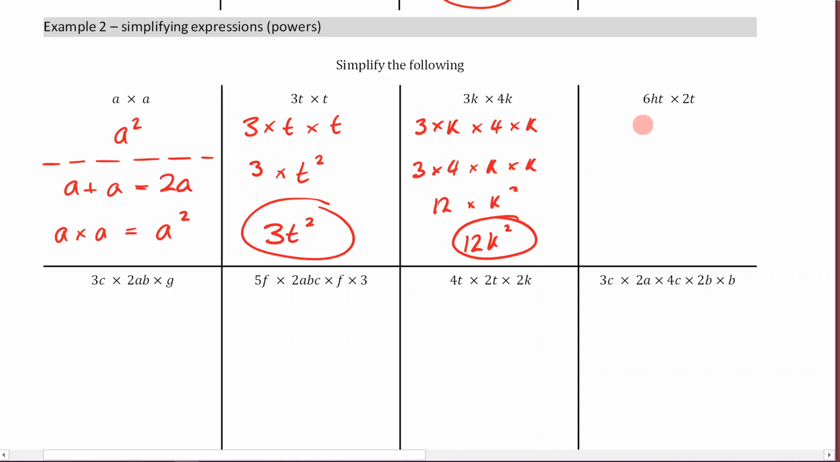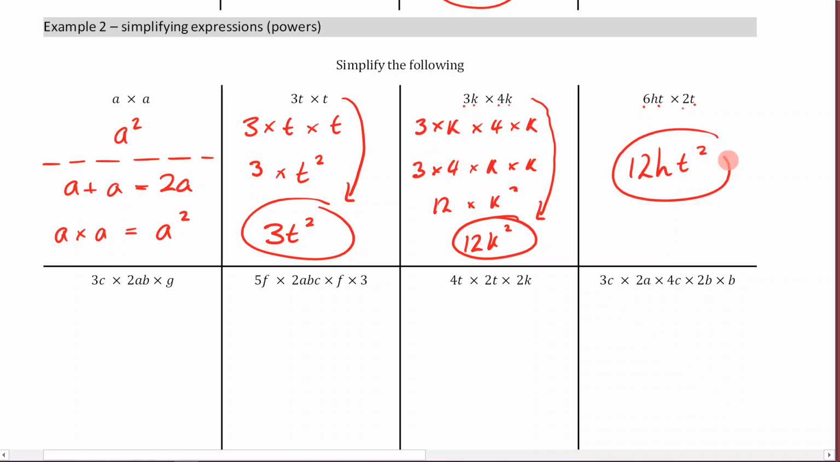After a while, you're going to realize that you can do this a lot quicker. See over here, instead of doing all these steps, we could have just gone 3 times 4 is 12. k times k is k squared. We could have gone straight from there to there. So too over here, we could have just gone 3 times 1 is 3 and t times t is t squared. Well, if I was to now do this one quickly, I could say 6 times 2 is 12 and h, and then I've got t and t, which is going to be t squared.